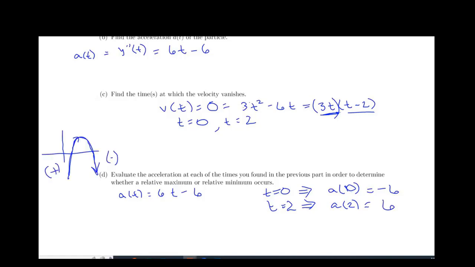We know that at t equals 0, we have a relative what? When t equals 0, we have a relative maximum. Exactly. And at t equals 2, we have a relative minimum.